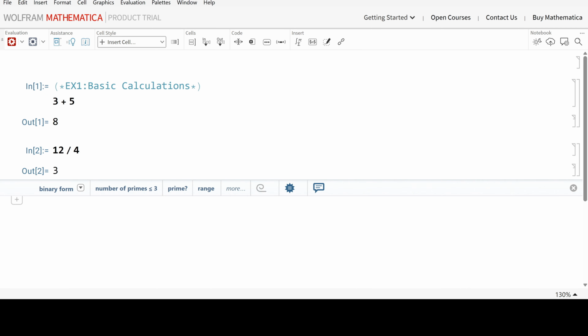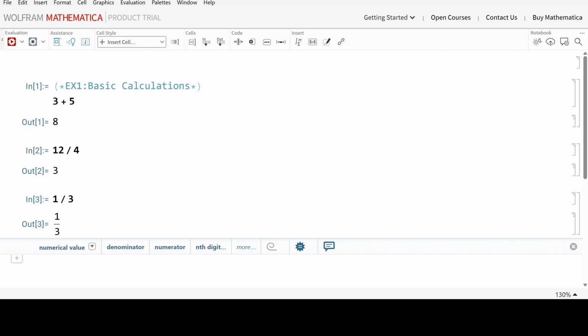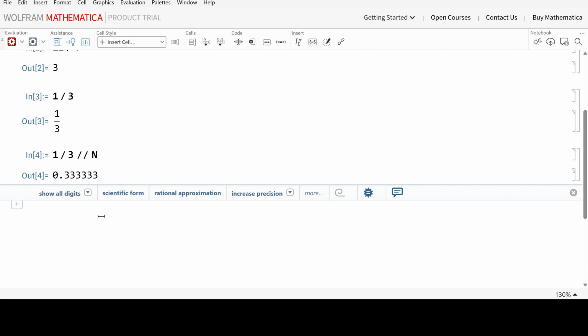If you type 1 divided by 3, Mathematica shows the exact fraction, 1/3. If you add /N at the end, like 1 divided by 3 /N, it converts the result into a decimal, 0.333. This trick works anywhere, on numbers, roots, or even symbolic results.